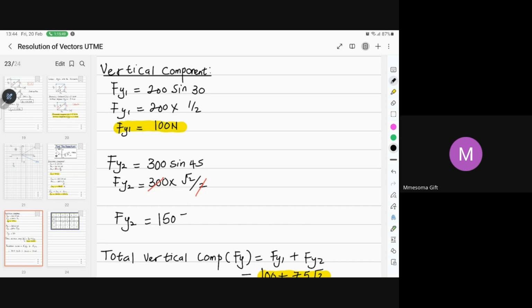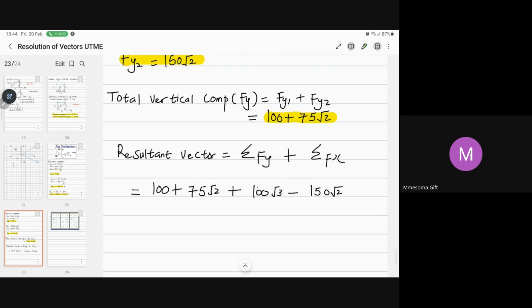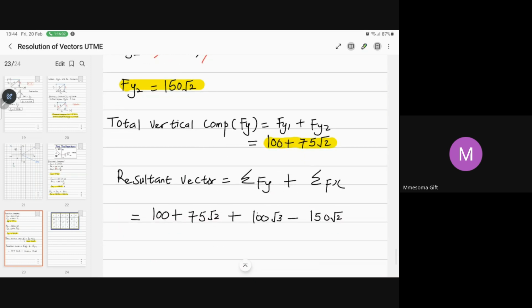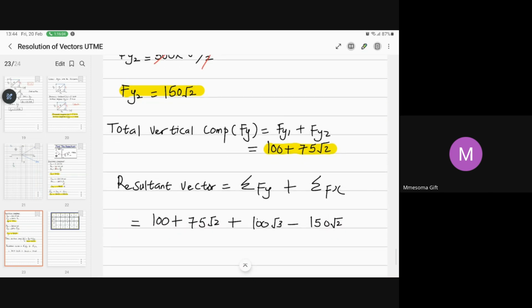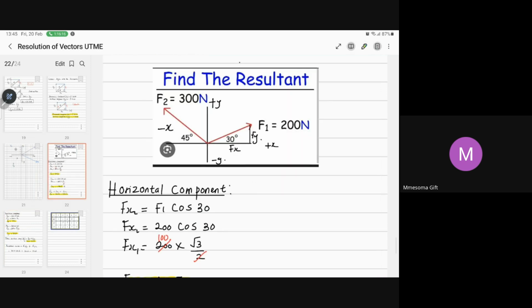So 150 root 2. Thank you so much for that prompt. God bless you. All right, so 150 root 2, which will virtually affect what I have here. So what I should have here for Fy should be 150 root 2, right? So here should be 150 root 2. So let's cross check again.